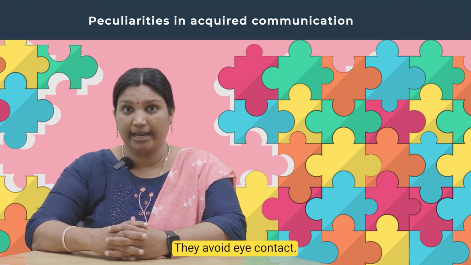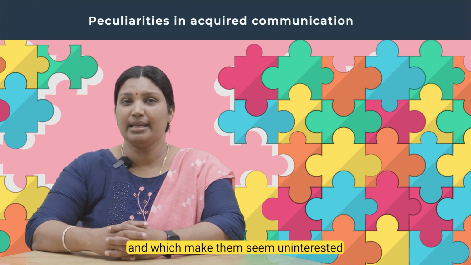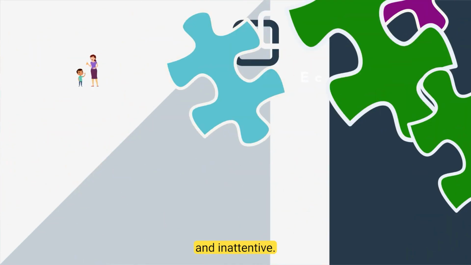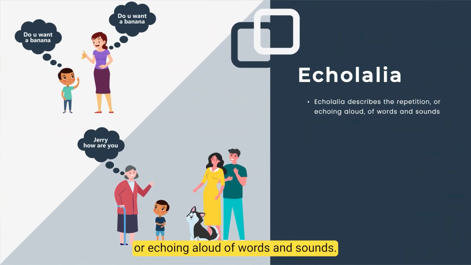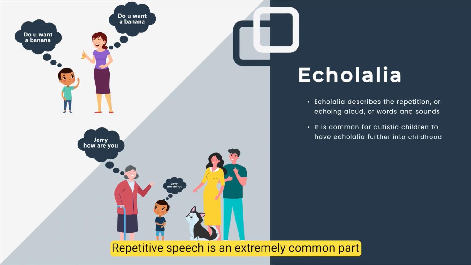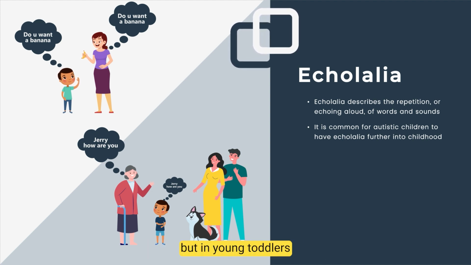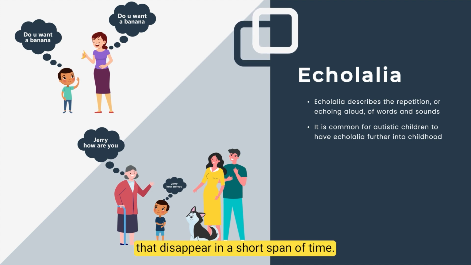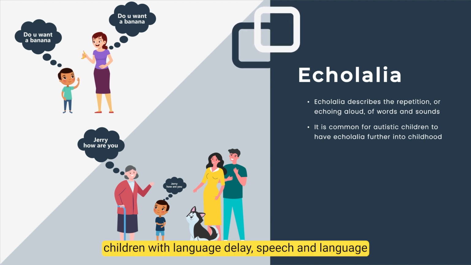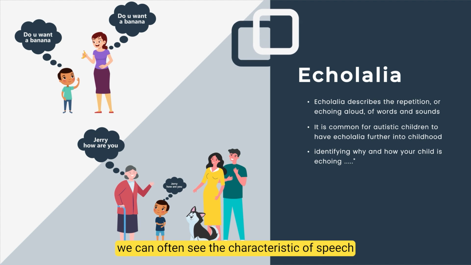They avoid eye contact, they are not fond of looking at people's faces, which makes them seem uninterested and inattentive. Echolalia describes the repetition or echoing aloud of words and sounds. Repetitive speech is an extremely common part of language development and is commonly seen in young toddlers. But in young toddlers, it disappears in a short span of time. But in children with speech and language delay, it persists. So in children with autism, we can often see this characteristic of speech, that is echolalia.